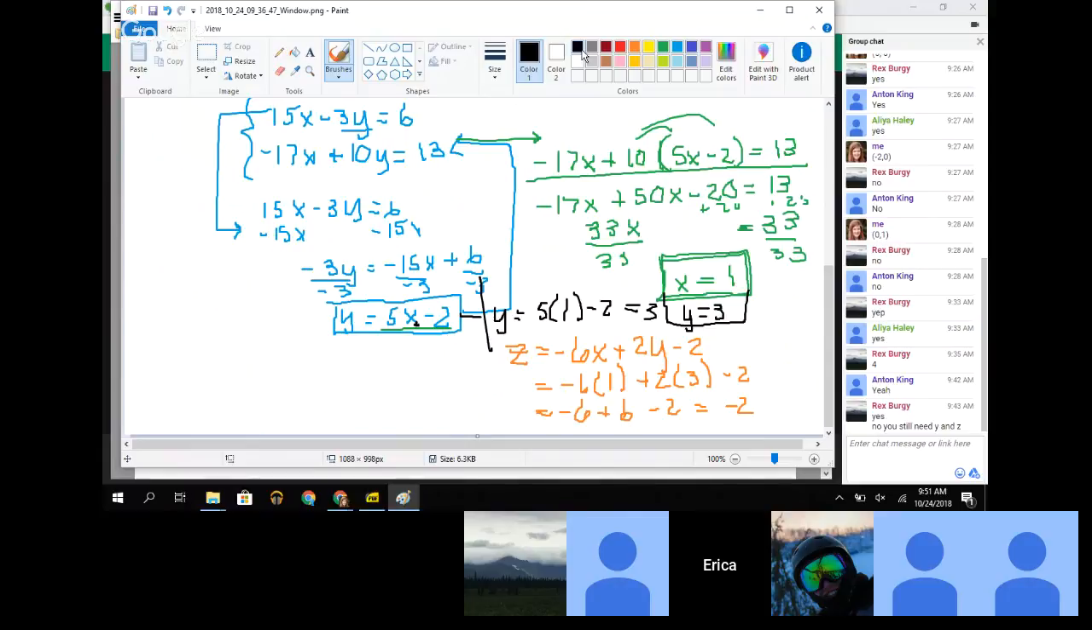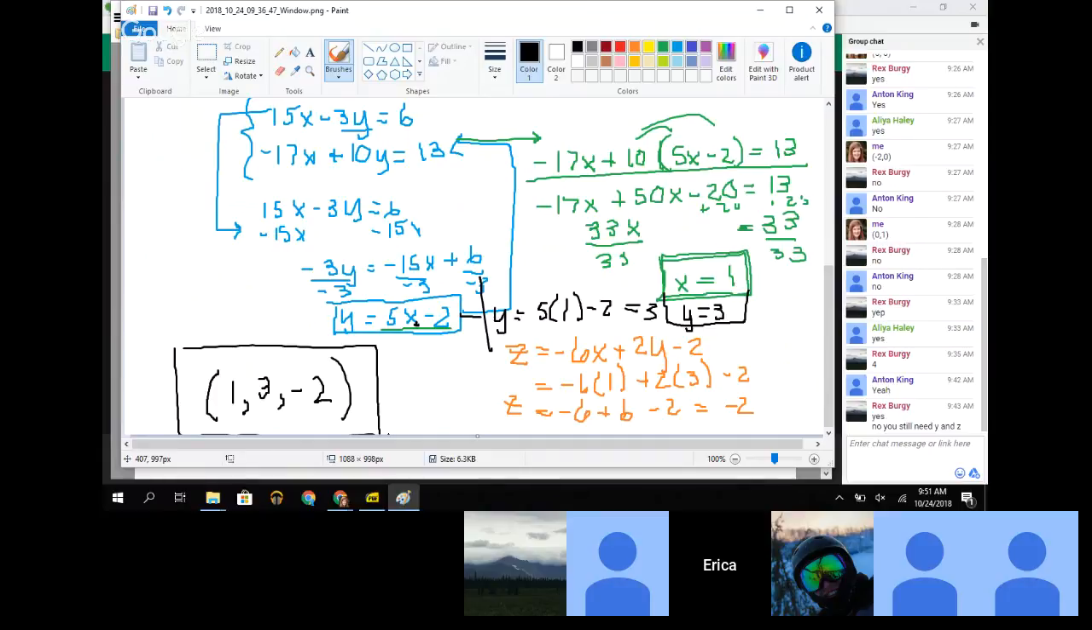All right, so that's z, right? Z equals negative 2. So now at the end of all this, your solution is going to look something like that. Like when x is 1, y is 3, z is negative 2. So this would be my solution to my system of equations.